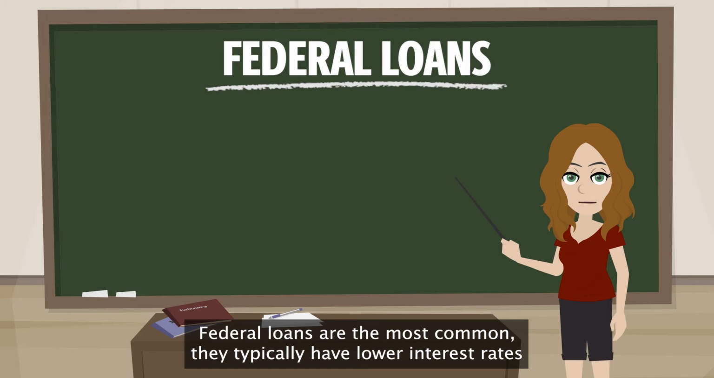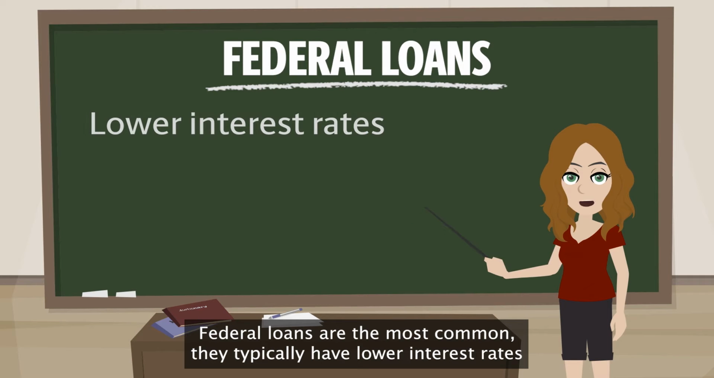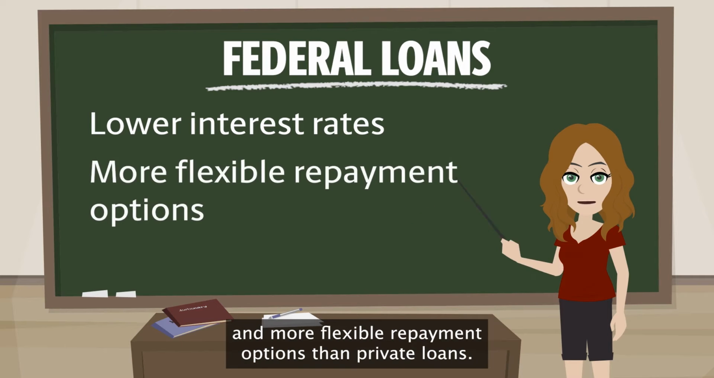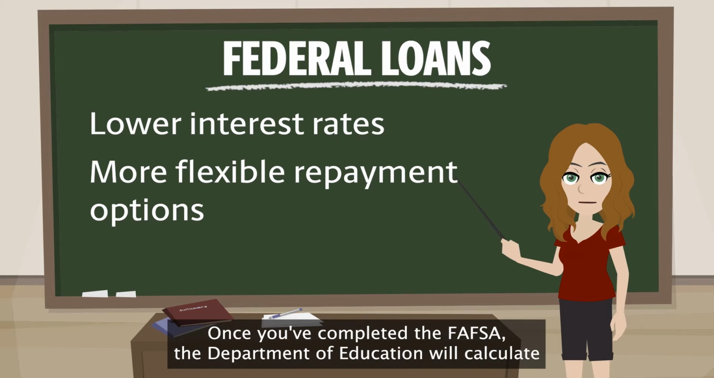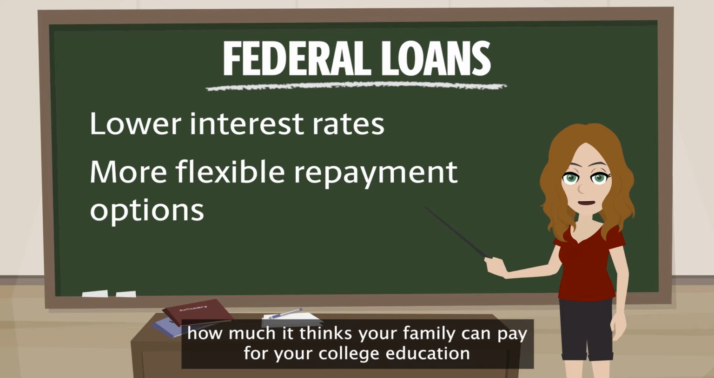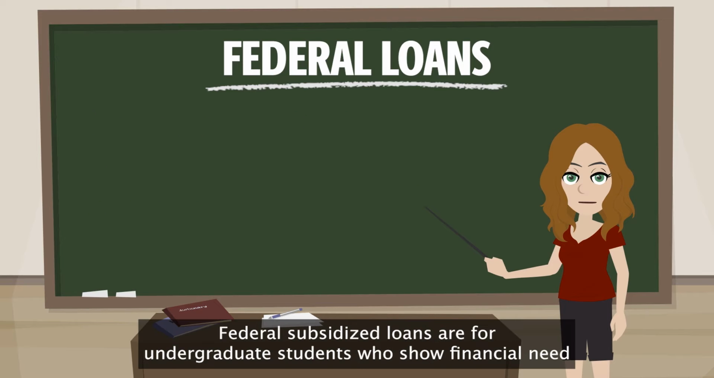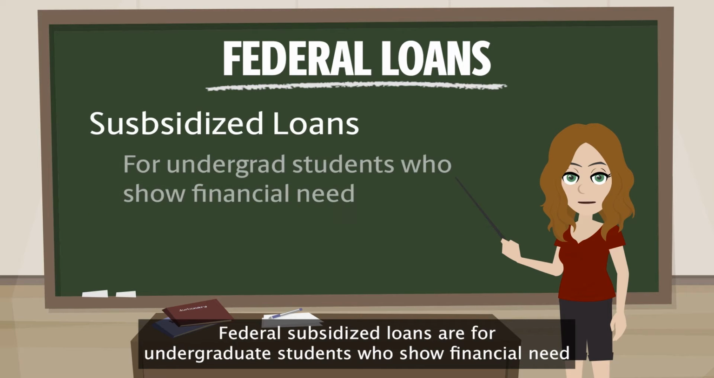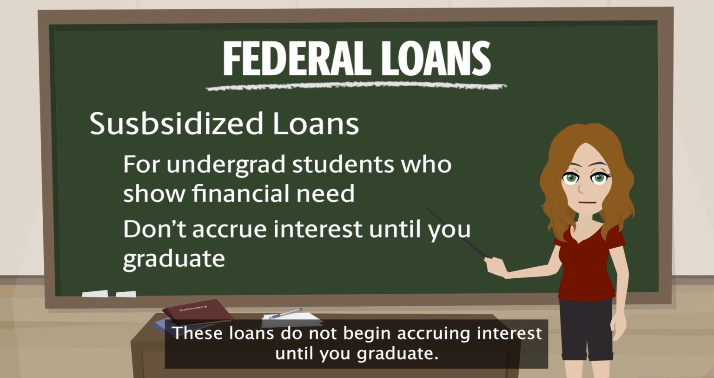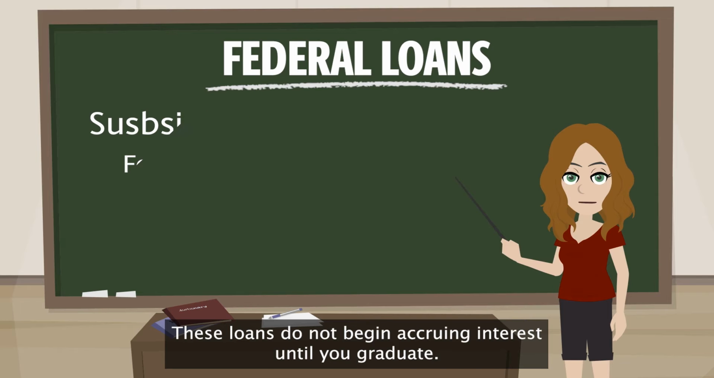Federal loans are the most common. They typically have lower interest rates and more flexible repayment options than private loans. Once you've completed the FAFSA, the Department of Education will calculate how much it thinks your family can pay for your college education, or the amount of financial aid you qualify for. Federal subsidized loans are for undergraduate students who show financial need. These loans do not begin accruing interest until you graduate.